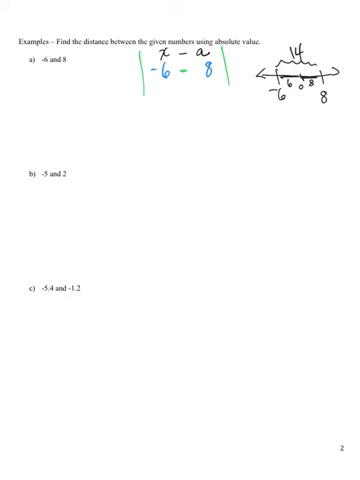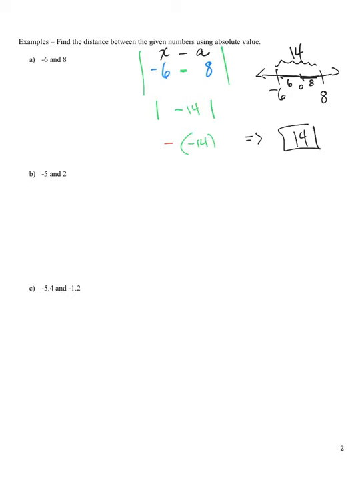Well, let's see how we can get that algebraically. I would simplify what's inside the absolute value. Negative 6 minus 8 is negative 14. Since the input is negative, I need to take the opposite. So that is going to give me that distance of 14. Okay, let's look at the next one.